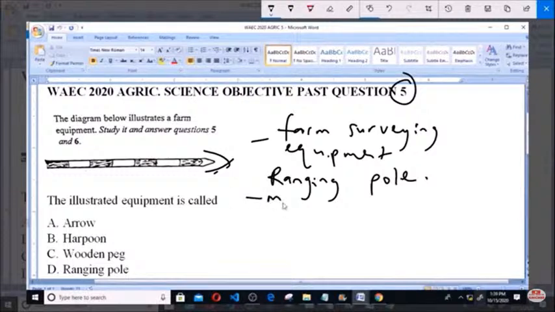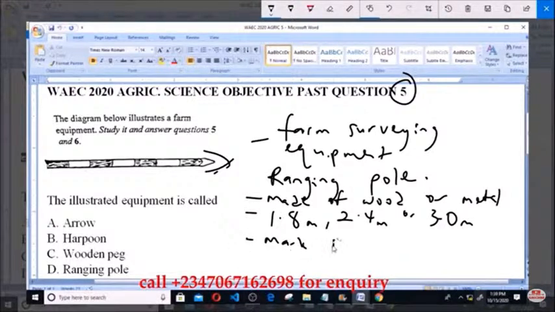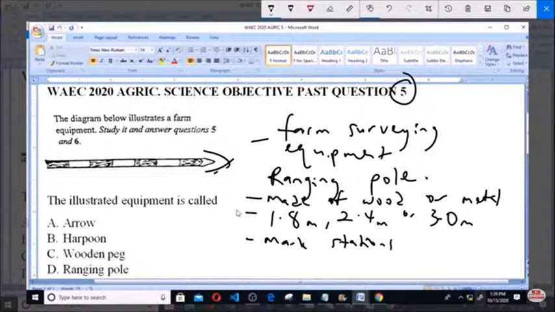Now, it is usually made of wood or metal, and in terms of length, it ranges from either 1.8 meters, 2.4 meters, or 3.0 meters. So these are the three variations in terms of length that you can have. Now, basically, it is used to mark stations during farm surveying processes. So as we have rightly established, it is a ranging pole. So option D, ranging pole, is the correct answer to this question.